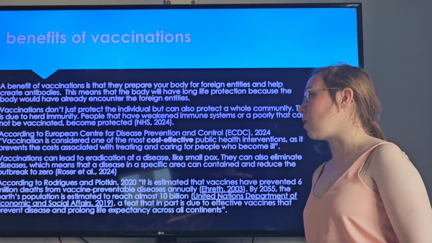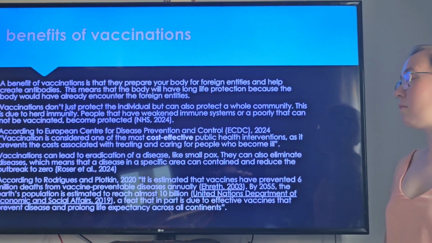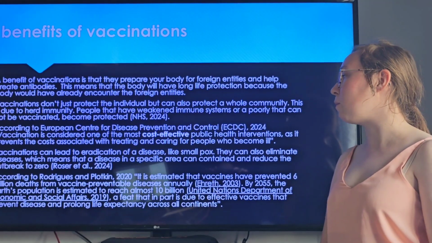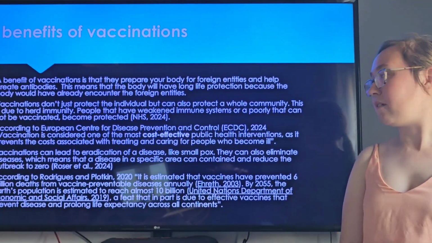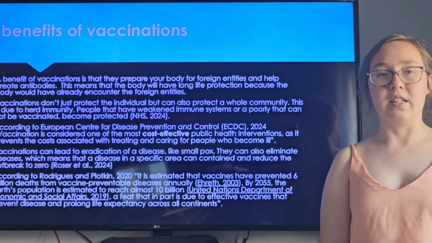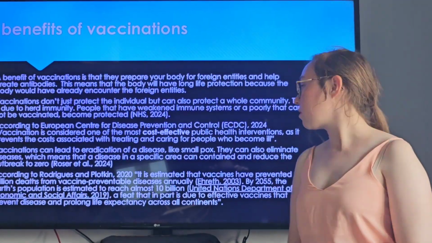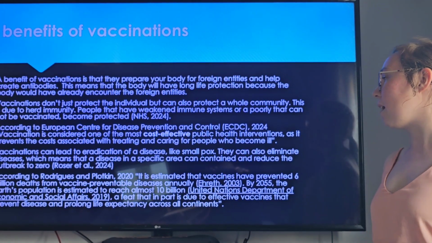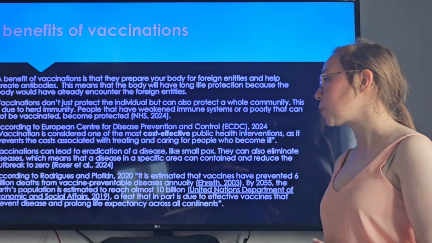According to the European Centre for Disease Prevention and Control 2024, vaccination is considered one of the most cost-effective public health interventions as it prevents the costs associated with treating and caring for people who become ill. This is another benefit. Some vaccinations can also lead to the eradication of a disease. This is like smallpox. They can also eliminate diseases, which means that the disease in a specific area can be contained and reduced for an outbreak in the world.